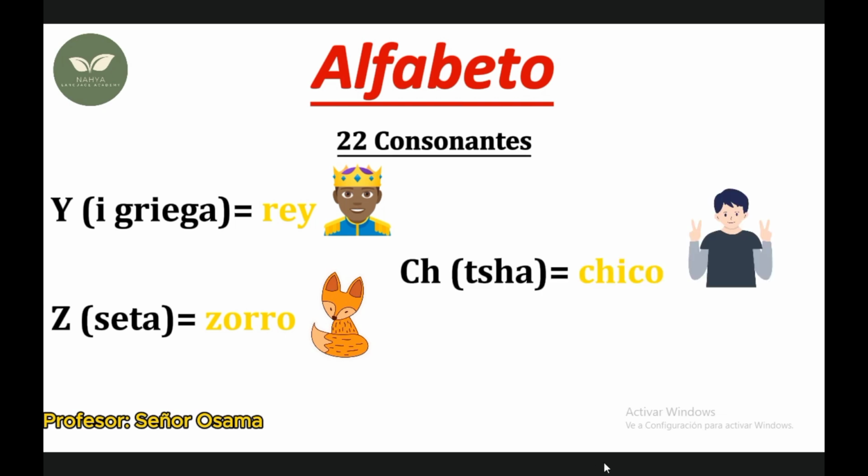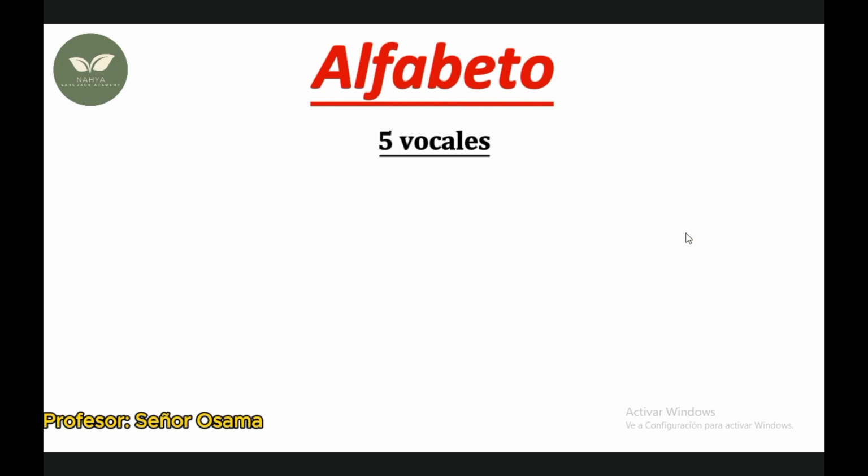So here we have a sound. Ch gives us the sound of cha. And we find this sound in the word chico, which means a boy. So now we are going to see the vowels. As we said, we have 5 vowels, 5 vocales. So let's go to see the first one.